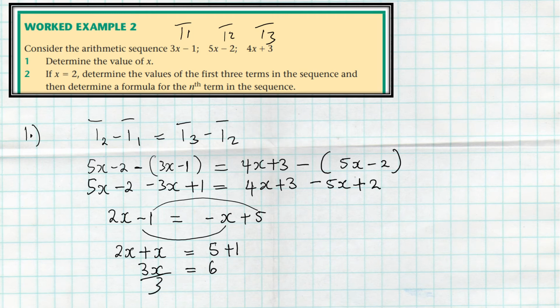We divide both sides by 3. Therefore, our x will be equal to 6 divided by 3, which is 2. So you have solved for your unknown.